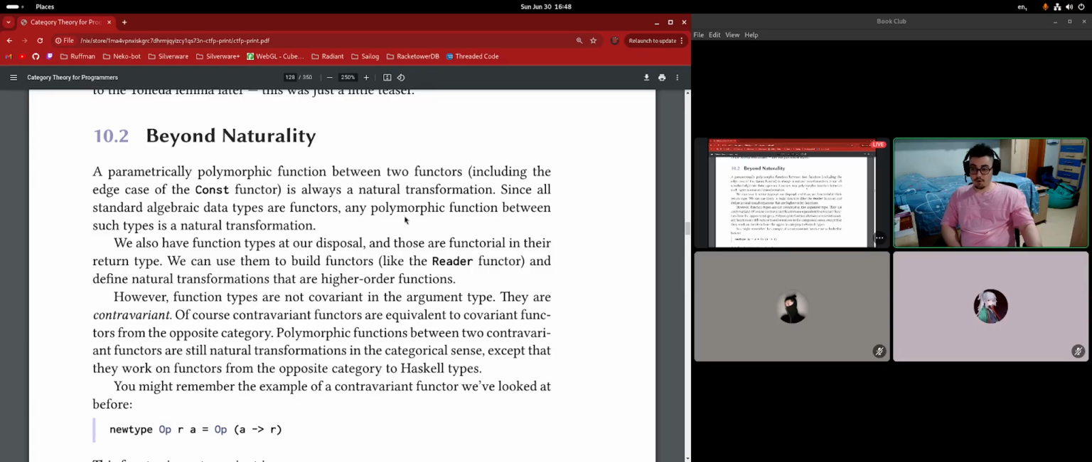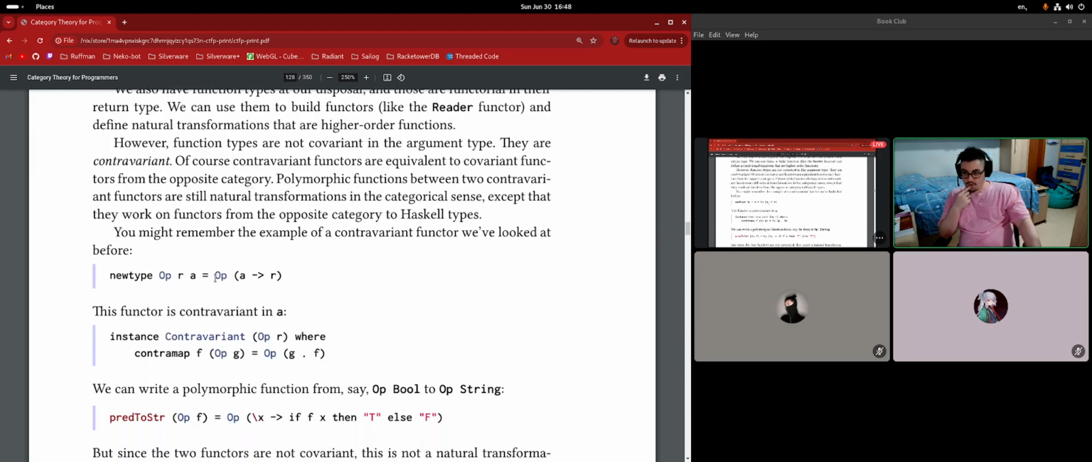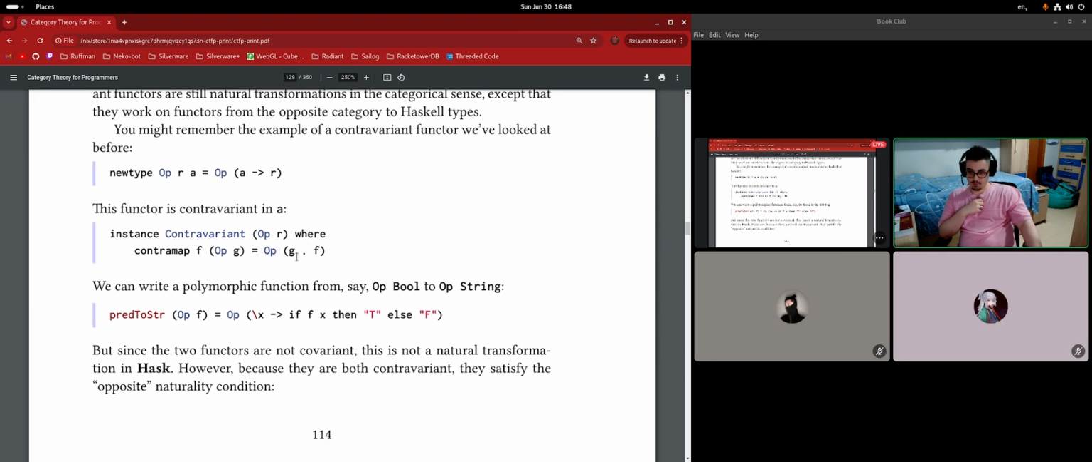So beyond naturality, now we're going to go back to the whole covariant and contravariant things. So imagine the contravariant one, because the A is in the input position. So this is how you're going to implement that, using again composition here. And you can write a polymorphic function from, say, op_bool to op_string. So it's going to work like this.